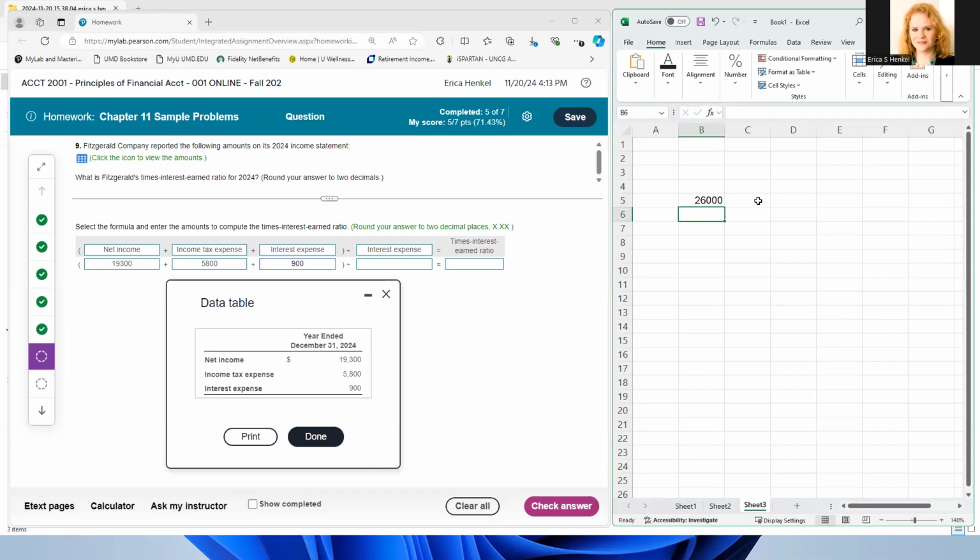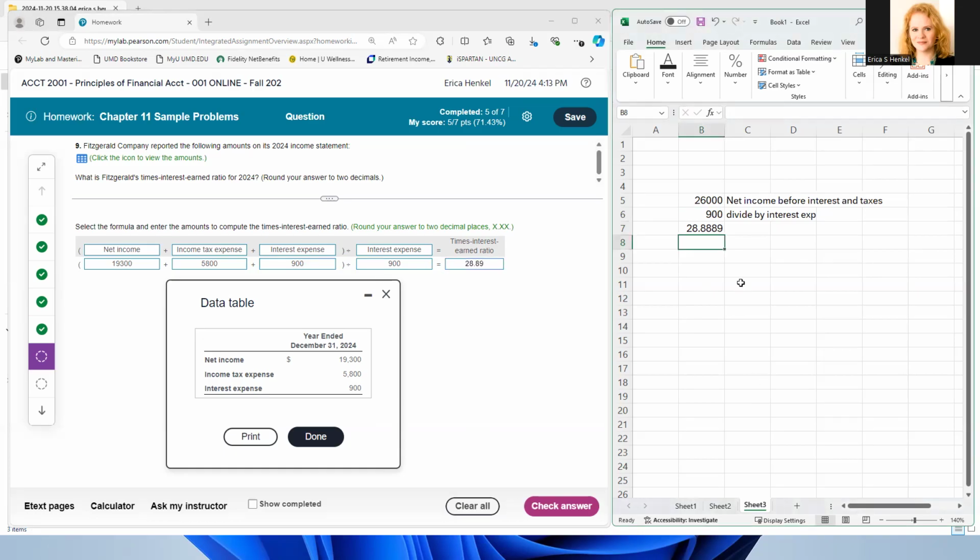So that is our net income before interest and taxes, right? So $26,000. We're going to take that and divide by our interest expense, which is $900. And that gets us a times interest earned of 28.89, because they want us to round it to 2 digits here.